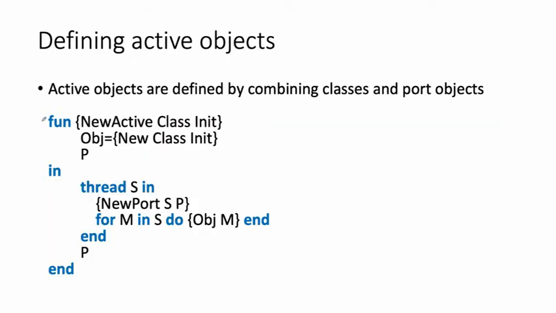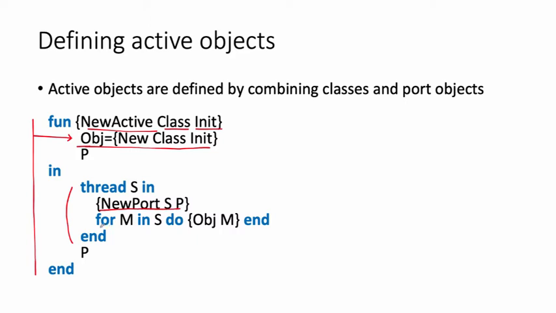Now I'll show you how to define active objects. It's very similar to new port object, except that we first create an object. So we have new active, we give it a class, we give it an init, an initial method. First we create an object, which is just a regular passive object. So inside an active object there's a passive object. And then we have a thread with a port.